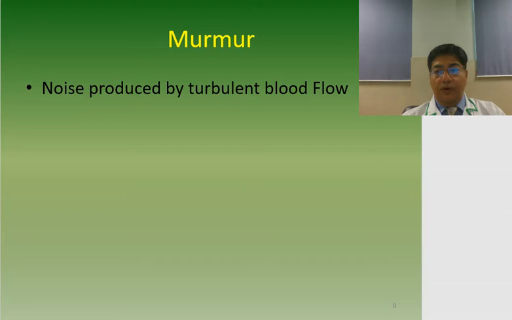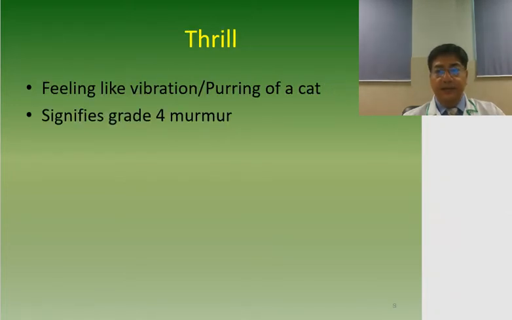A murmur is noise produced by turbulent blood flow. You have to remember that across a valve or a defect in the heart, a murmur is produced when the blood flow is turbulent, and if the blood flow is not turbulent, you will not appreciate a murmur. A thrill is a vibration like the purring of a cat. When a thrill is present in any of the auscultatory areas or in the neck, that signifies the grade of murmur is 4. If the thrill is absent, the maximum grade of murmur is 3.